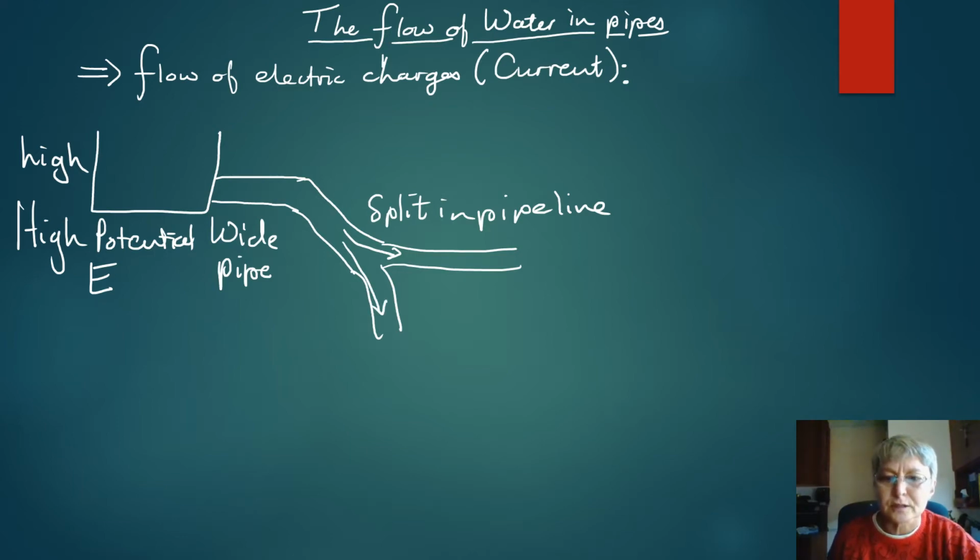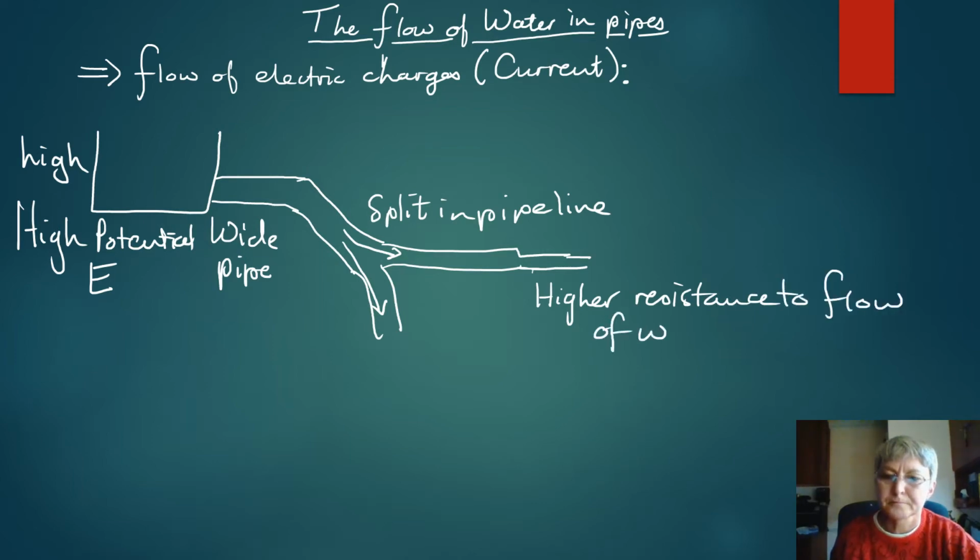If you use a narrower pipe, there would be a higher resistance to the flow of water. Right, if you add another narrow pipe, you add to the resistance to the flow of the water. But now I want us to go on to electric circuits.